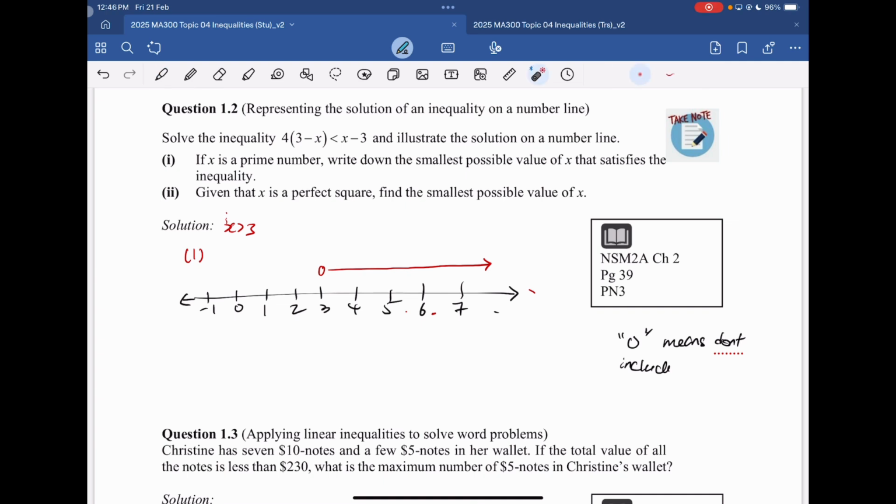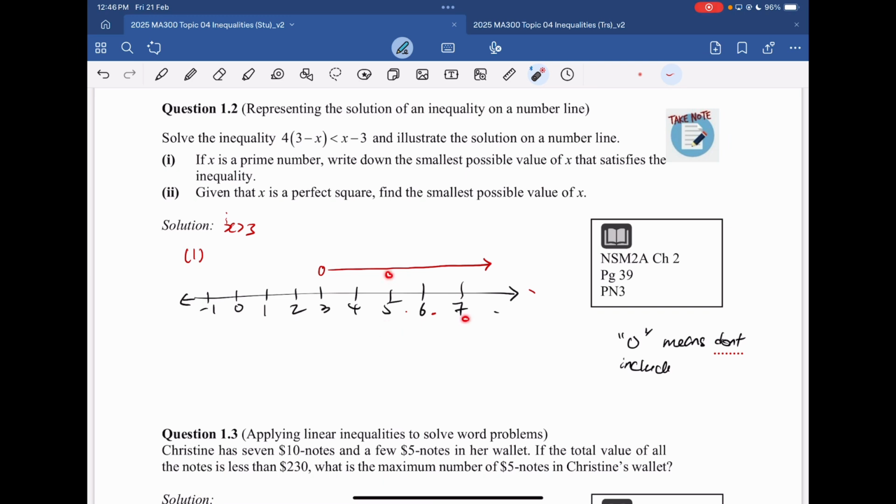If x is a prime number, so Ariel sees this. If x is a prime number, what does it mean? Which one is the smallest prime number? The answer is none other than 5. Because 5 is the smallest prime number. Can you see? In this number line, 5 is the smallest.